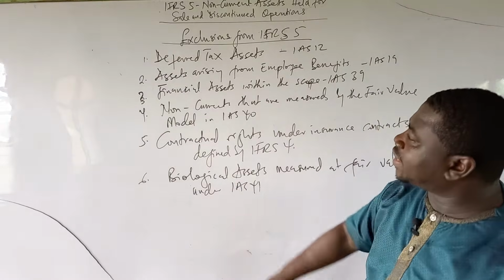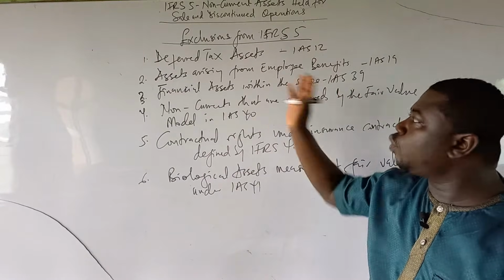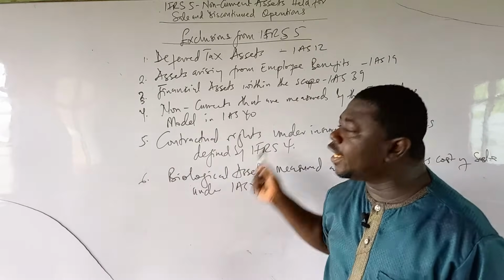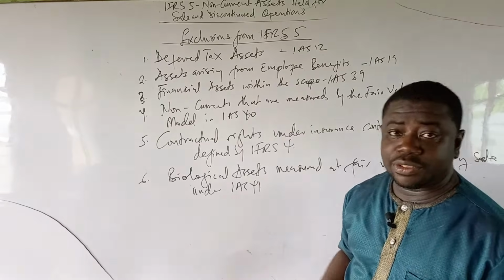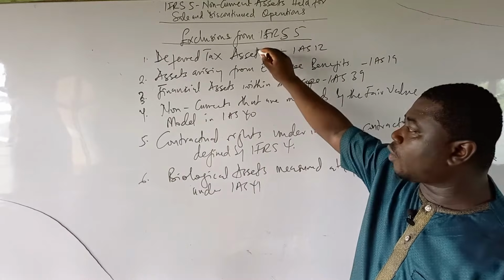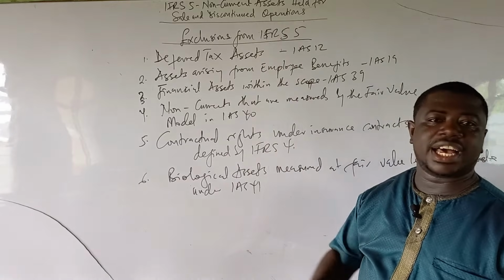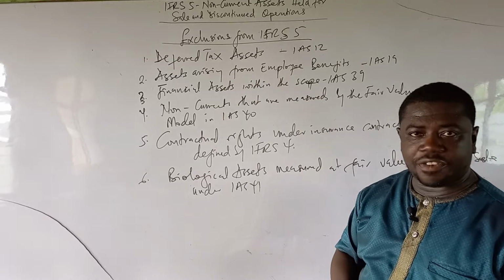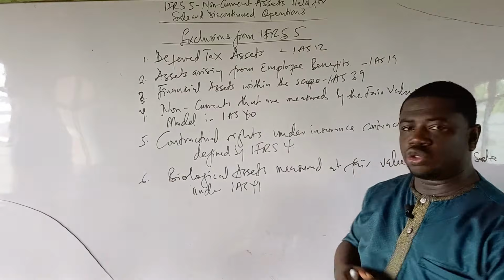First of all, you should understand that all these are excluded from the measurement provisions of IFRS 5. And if they are included in the question, they are just there to trick you. So you need to ignore them, and then you tell the examiner that according to the standard, these assets have been excluded from the measurement provisions of IFRS 5. That is what I want you to understand first.